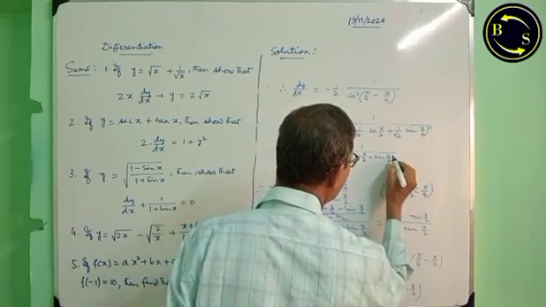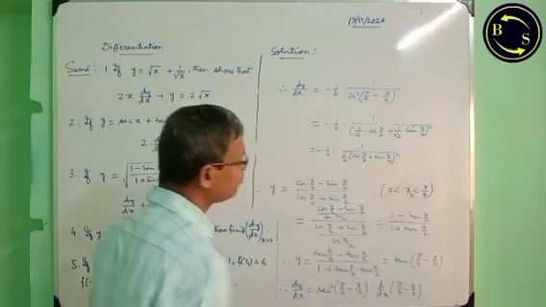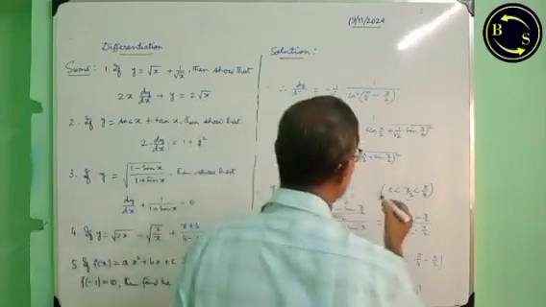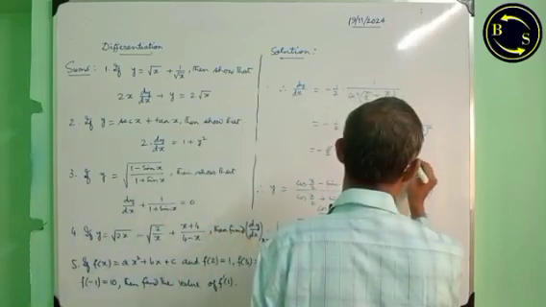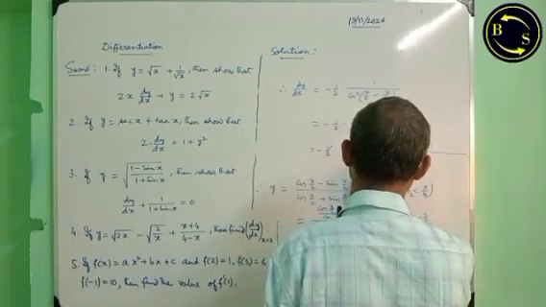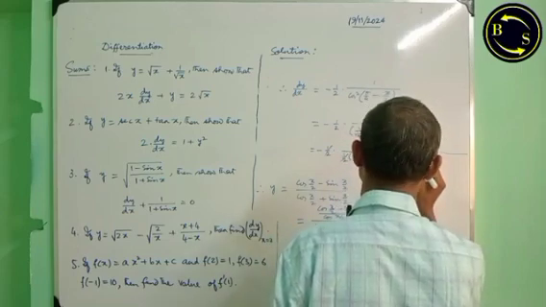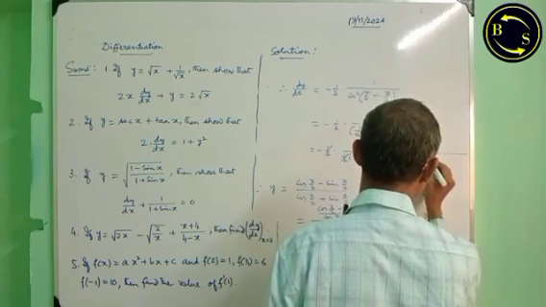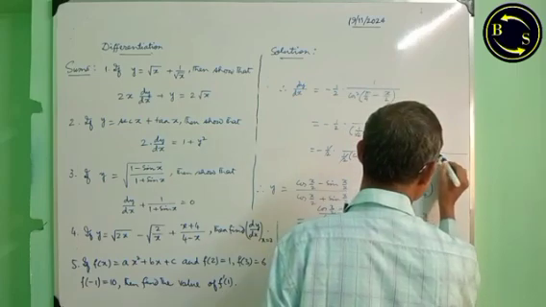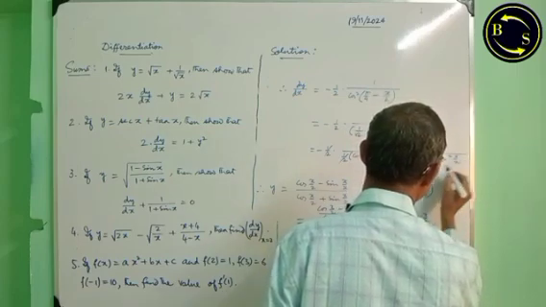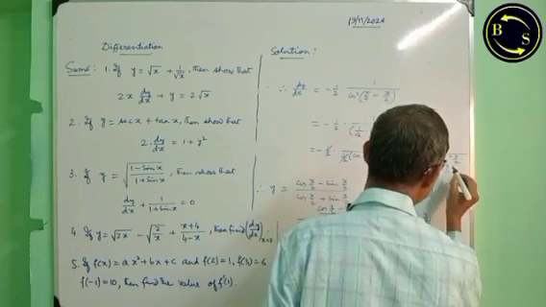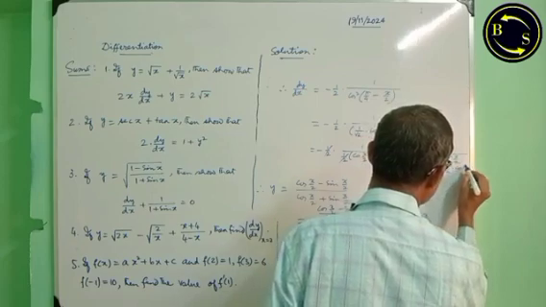Now this are cancelled. Now this one, minus 1 by, this is cos square x by 2 plus sin square x by 2 plus 2 sin x by 2 cos x by 2.